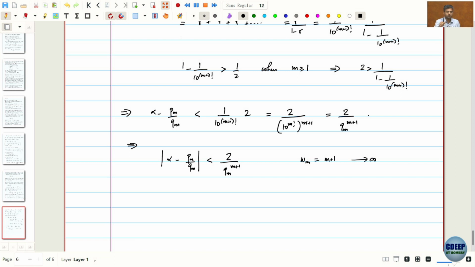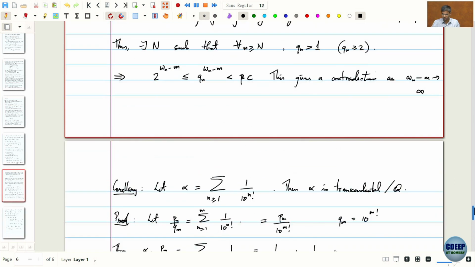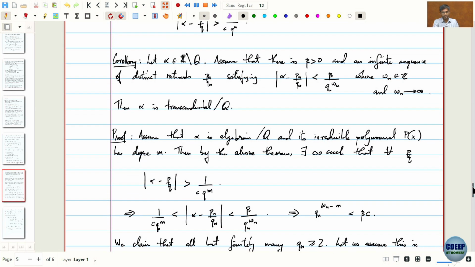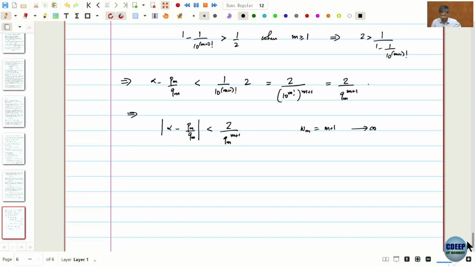But there's one condition which we need to check, that alpha is irrational, right? So look at the corollary. So we need to check that alpha is irrational, and the second condition is what we have checked. So we still need to check the first condition, that alpha is irrational, yeah? But that is easy. So suppose alpha was rational, alpha belongs to Q, then we can write alpha is equal to P by Q.